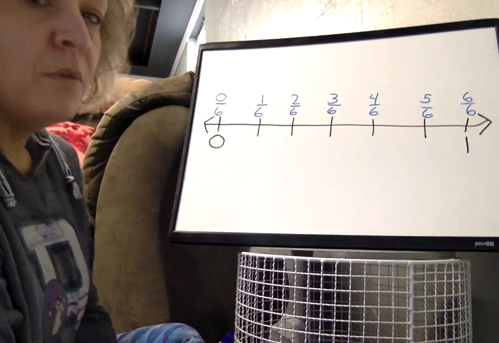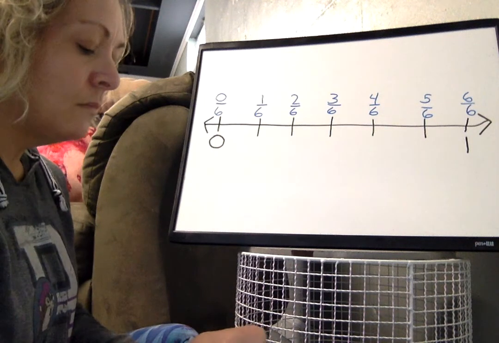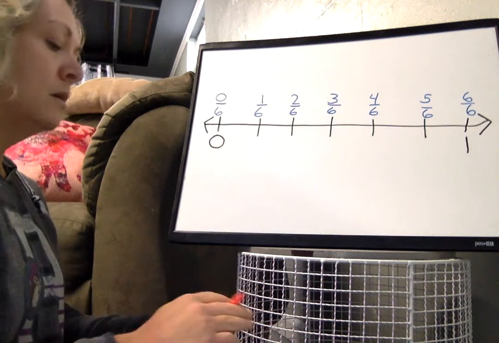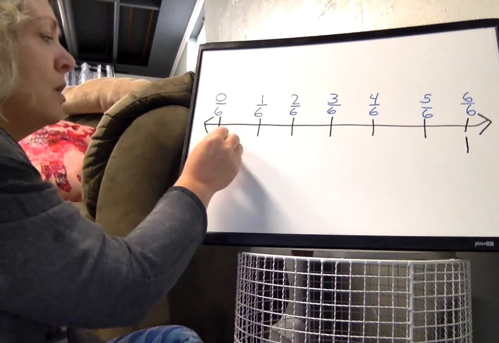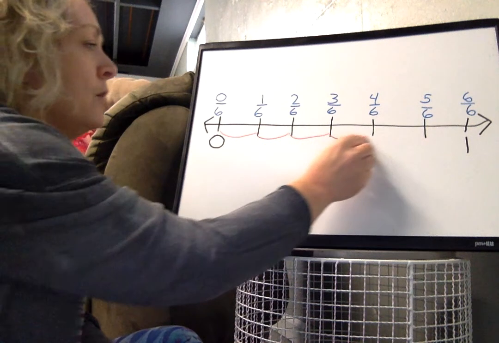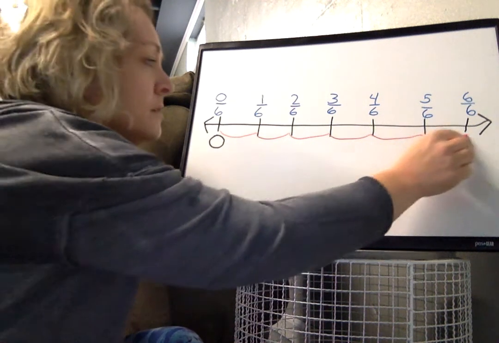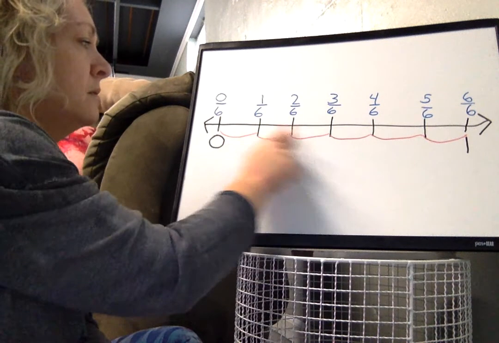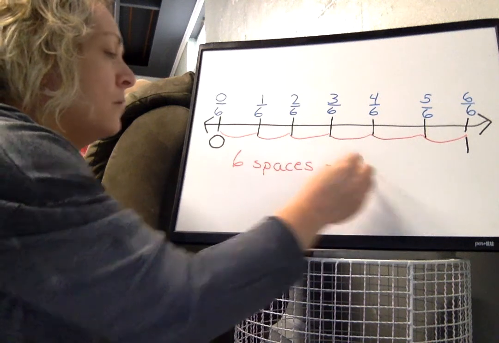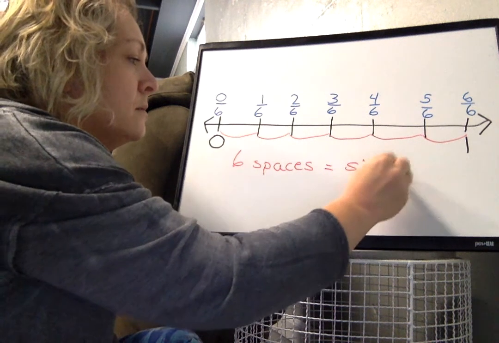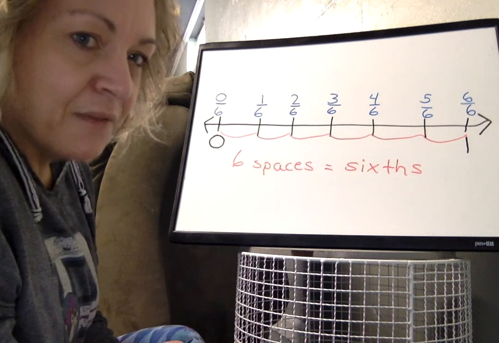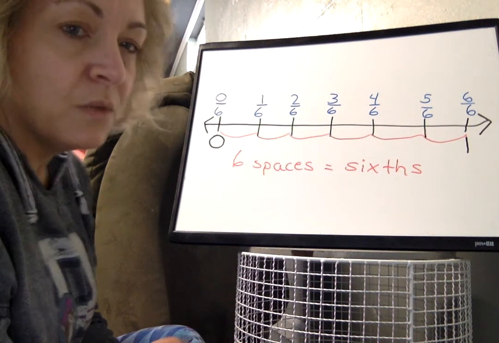All right. Now, some of you might have found the denominator by counting the parts, which works also. So if we count the parts, so I'm going to go 1, 2, 3, 4, 5, 6. So there's 6 spaces equals 6. Okay.